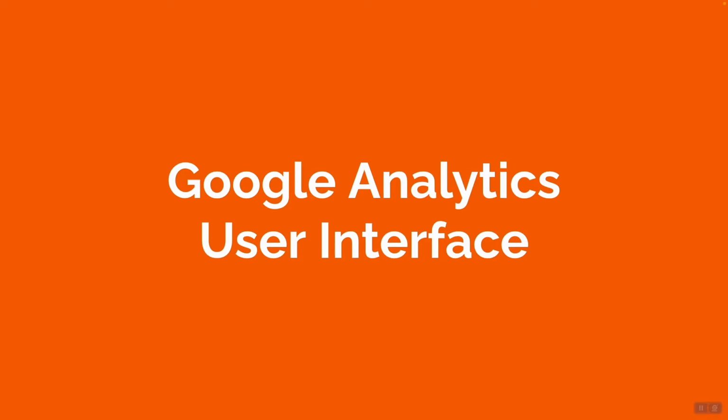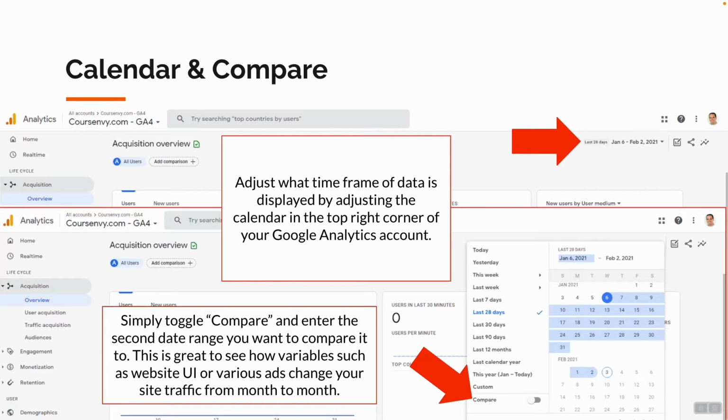Google Analytics user interface. Calendar and compare. When logged into your Analytics account, in the top right corner, you can adjust the time frame the data is displayed, such as the last 28 days. You can also compare data. So we click that date in the top right corner, adjust your date time frame, and that will then display. You also have the option to toggle on compare, so you can compare two time frames. So if you were testing a variable on your website or testing various ads, you can compare those time frames to see the different data, the different results.